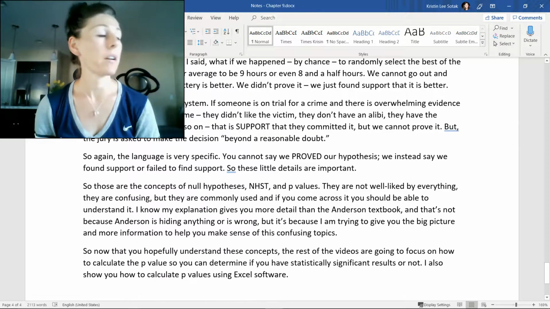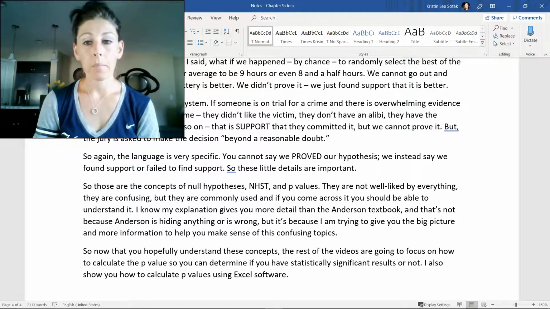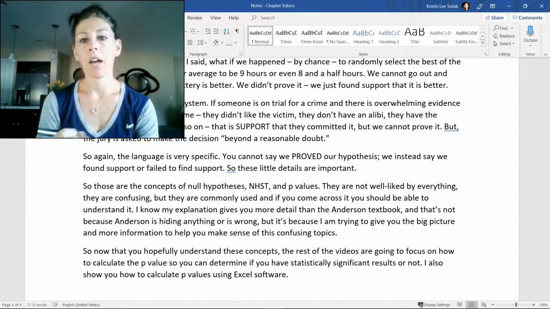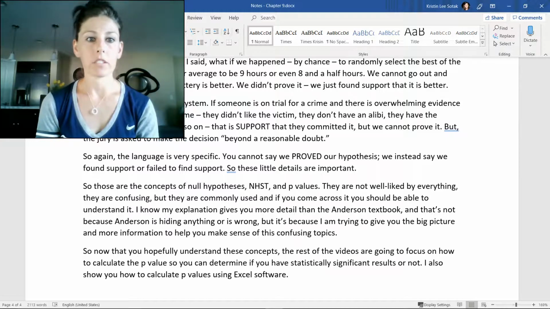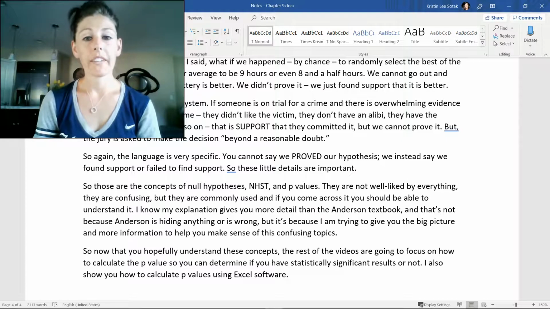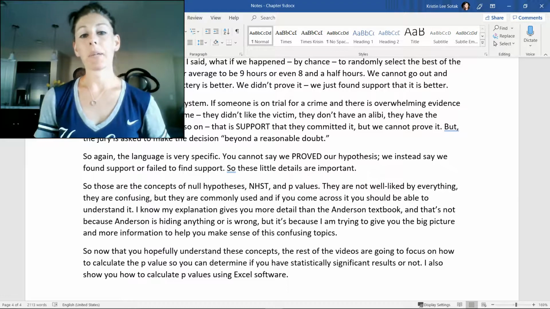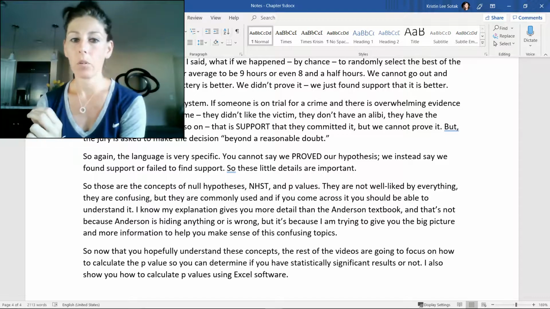You can think about it in terms of the legal system. If someone's on trial for a crime, and there's overwhelming evidence that they committed it: they didn't like the victim, so they have a reason to commit the crime, they don't have a good alibi, no one can say where they were during the crime, and they have the victim's blood on them. This is looking a little sketchy. There's support that they committed the crime, but we're not proving that they did it. That's why the jury is asked to make a decision beyond a reasonable doubt. Again, that language, beyond a reasonable doubt.